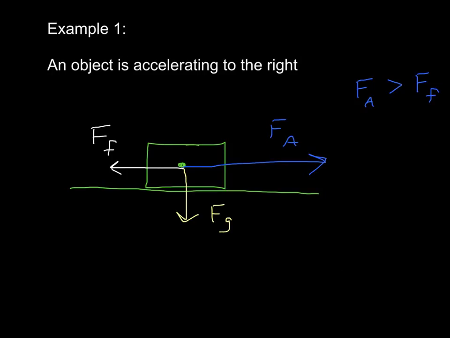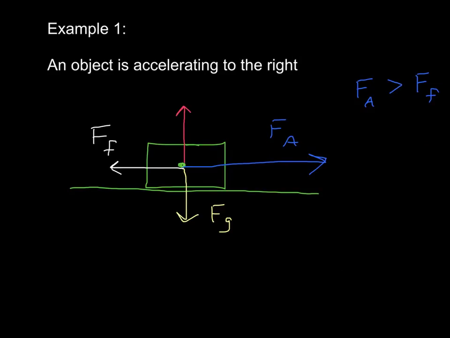And if there is a force pointing down, then there also has to be a force pointing up. But this object isn't moving up or down. It's only moving to the right. So that means that my up arrow and my down arrow should be the same length. So I'm going to try to draw them about the same size.